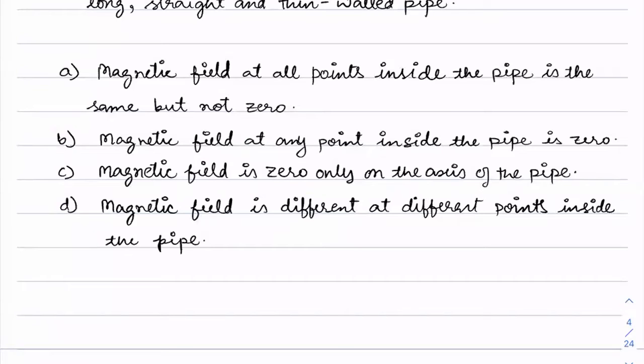Magnetic field is zero only on the axis of the pipe. No, inside also it's zero because the enclosed current will be zero. That's why the magnetic field inside this hollow cylinder is zero. Magnetic field at different points inside the pipe.